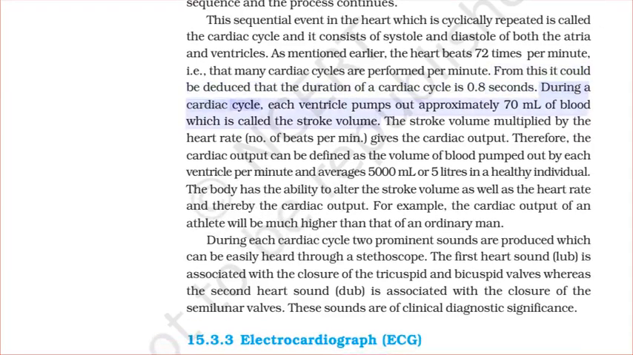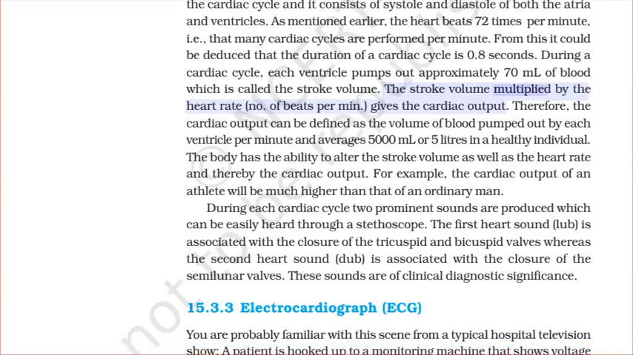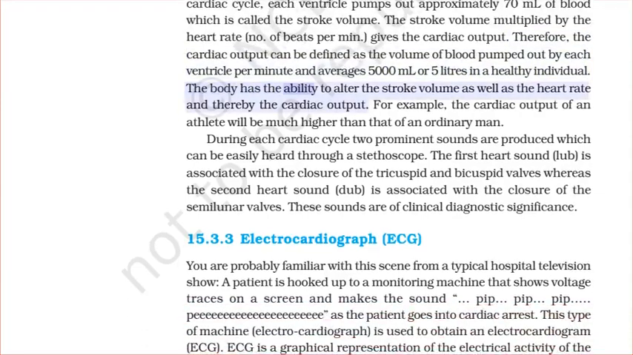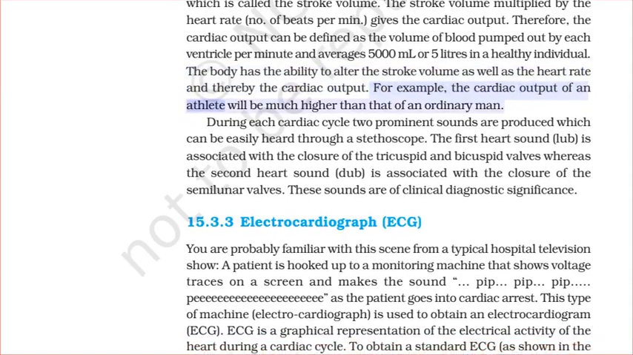During a cardiac cycle, each ventricle pumps out approximately 70 milliliters of blood, which is called the stroke volume. The stroke volume multiplied by the heart rate, in beats per minute, gives the cardiac output. Therefore, the cardiac output can be defined as the volume of blood pumped out by each ventricle per minute, and averages 5,000 milliliters or 5 liters in a healthy individual. The body has the ability to alter the stroke volume as well as the heart rate and thereby the cardiac output. For example, the cardiac output of an athlete will be much higher than that of an ordinary man.